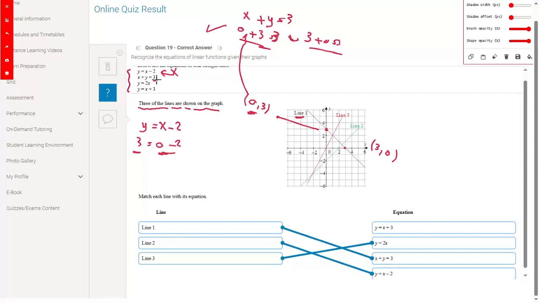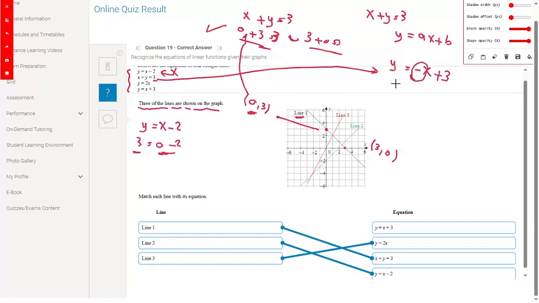And at the same time, if we make this equation in line form, y equals ax plus b. So we have x plus y equal to 3, so we can say y equals minus x plus 3. And the slope here is negative, so it's decreasing. That means this equation is the right answer for line 1. So line 1 will be x plus y equal to 3.